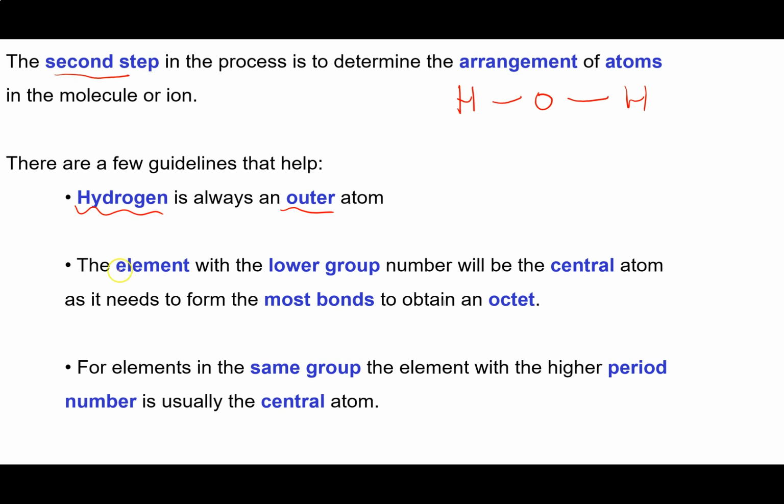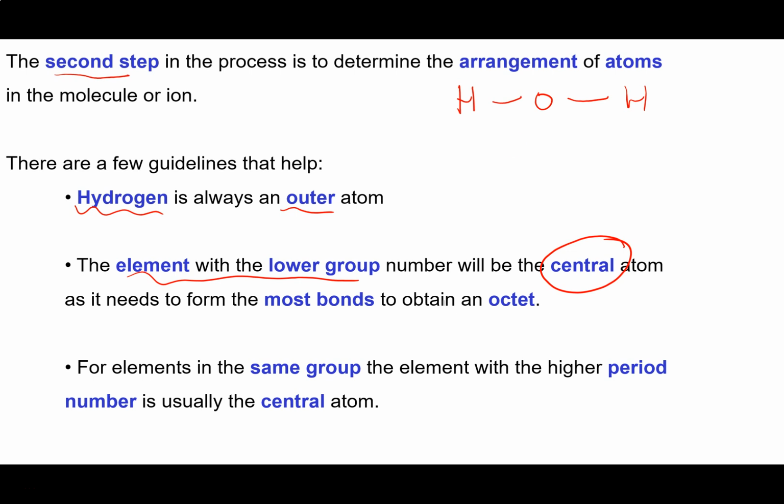But here's the guideline. The element with the lower group number will be the central atom, because it needs to form the most bonds to get to an octet. Remember that carbon needs to form 4 bonds to get to an octet, and carbon's in group 4A, while fluorine only needs to form 1.